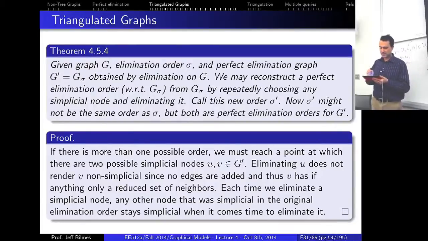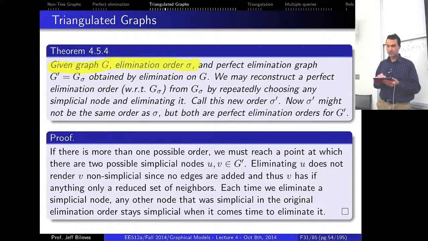So now this theorem says the following. You're starting with a graph G and an elimination order sigma, and then you eliminate that and you get this perfect elimination graph G prime, which is G sigma. So we may reconstruct a perfect elimination order.